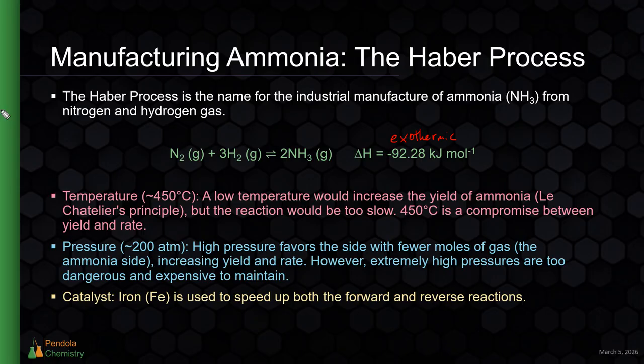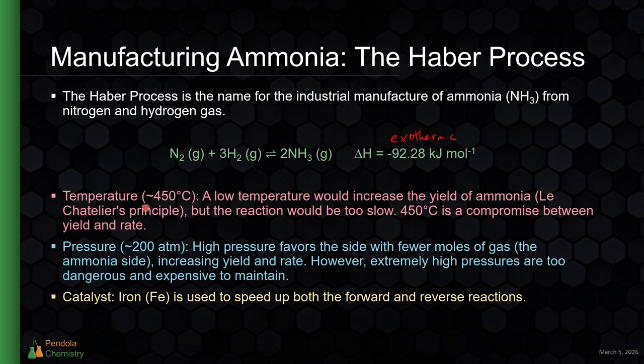Because it's an exothermic reaction, lowering the temperature of this reaction will increase the yield of ammonia, as it says here. But we have a problem with that, because by lowering the temperature, not only are we pushing this equilibrium to the right to make more ammonia according to Le Chatelier's principle, but we're also slowing down the reaction rate. And that's not something we want. So in industry, we reach a consensus or a middle ground.